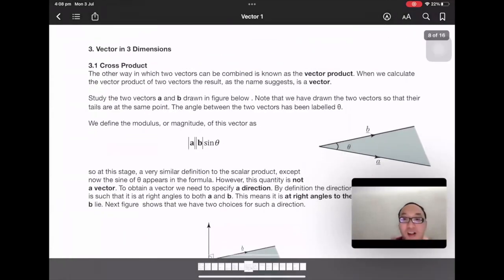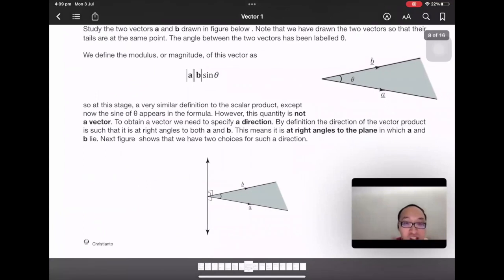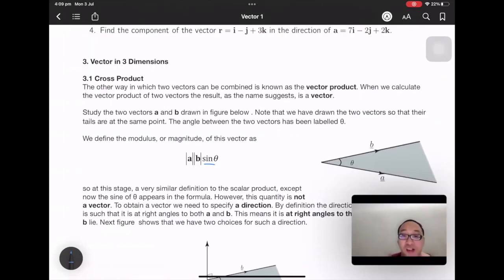Okay, let's move on to vectors in 3 dimensions, especially the cross product. What is the cross product? Before, we had the dot product or scalar product. Now we have the cross product. The definition of a cross product is magnitude A times magnitude B times sine theta. The difference is that now we use sine theta instead of cos theta. Now, the result of a cross product is a vector, not a scalar.